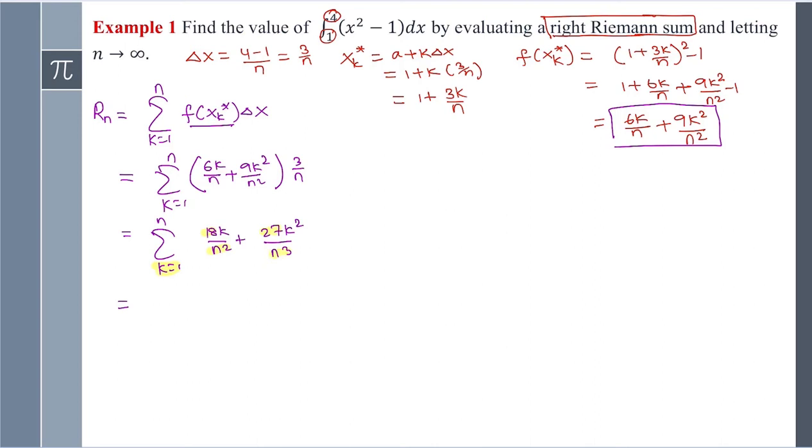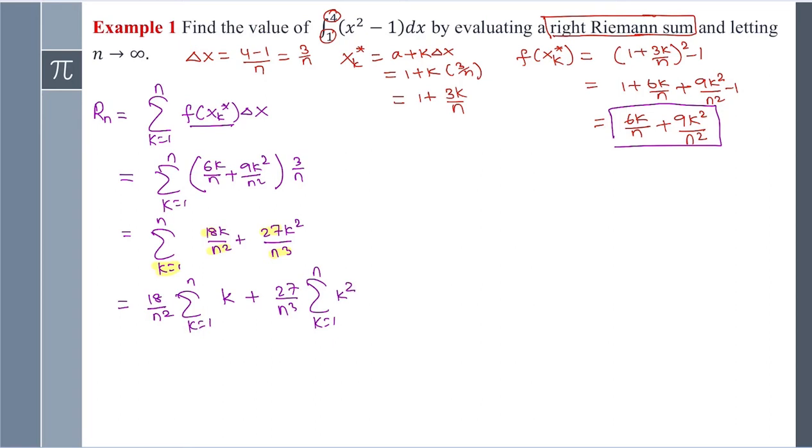So what I'm going to do is two things here. I'm going to factor out that constant, and also I'm going to separate this sum. So this is what I'm going to do: 18 over n squared, then summation k equals 1 to n of k, plus 27 over n cubed, then summation k equals 1 to n of k squared.